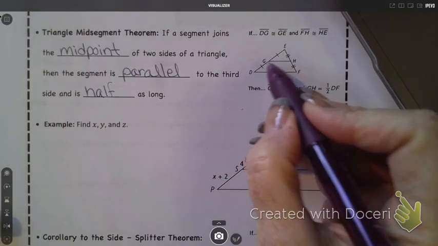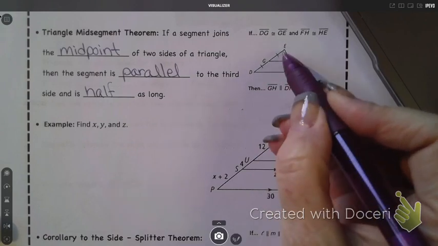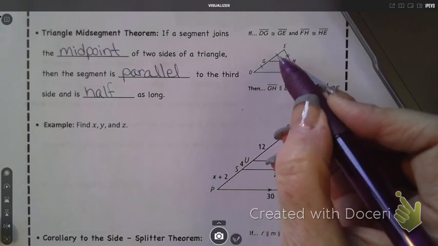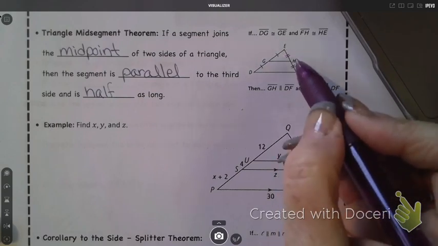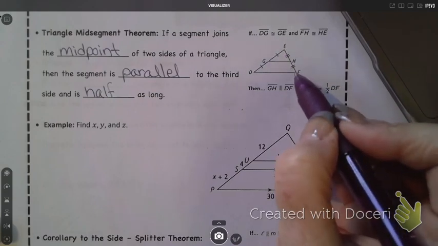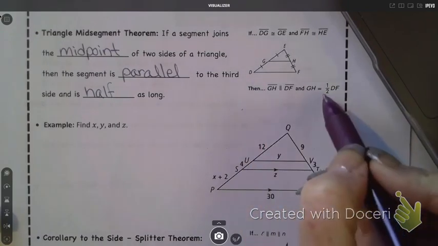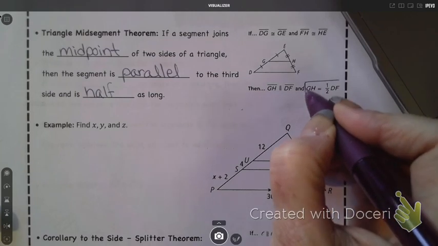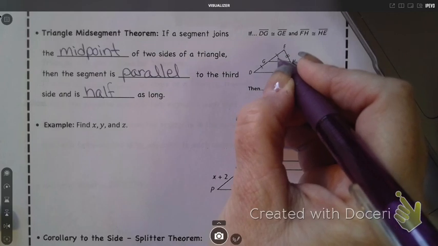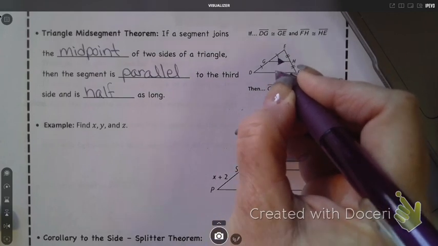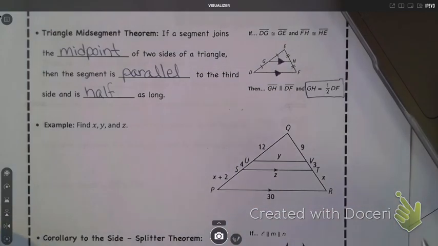So GH divided ED into two equal portions. How do I know? Because of the lines. And it also divided EF into two equal portions. So that means GH is half as long as DF, and the two lines are what to each other? Parallel. Sometimes they have a lot of words, but it's not that bad.